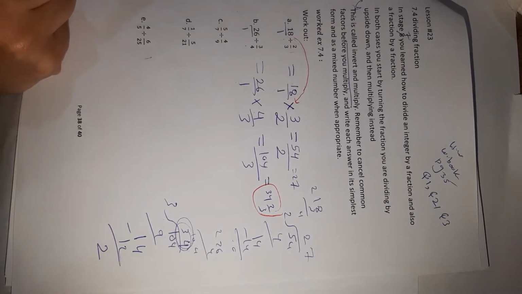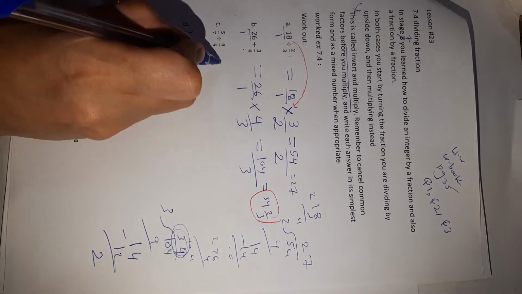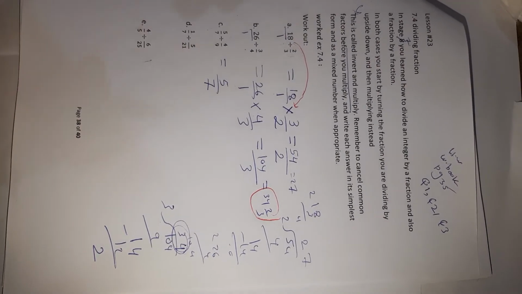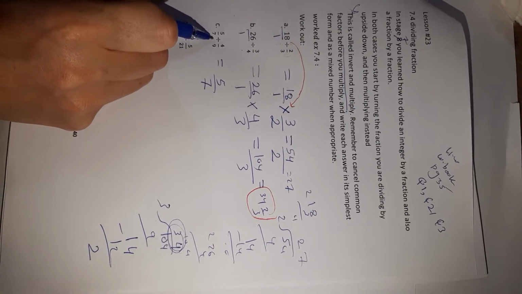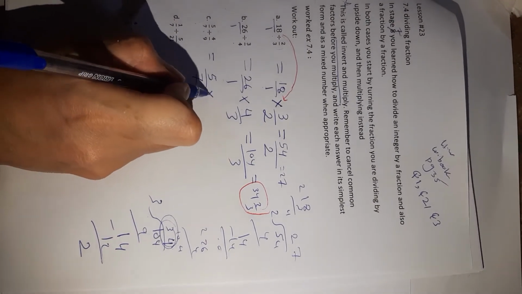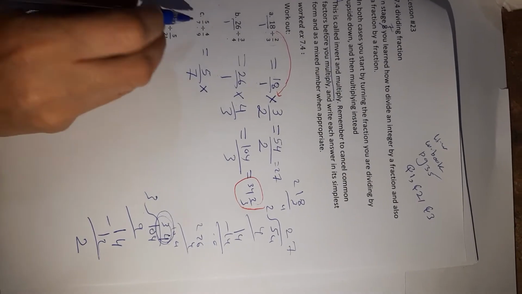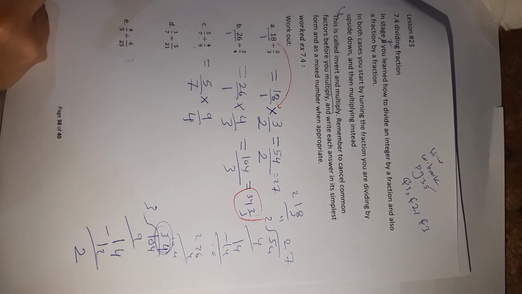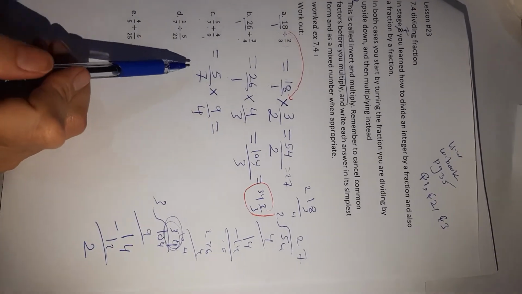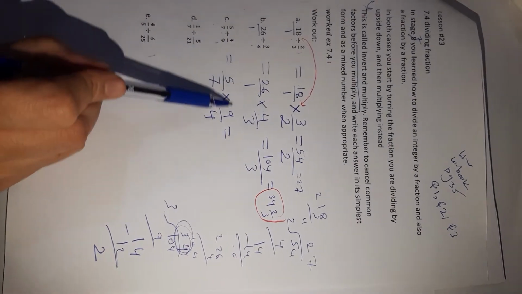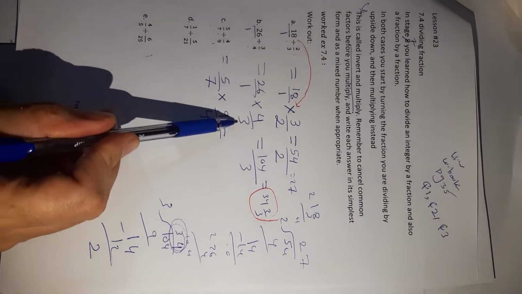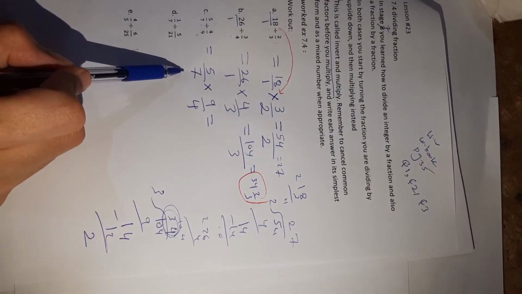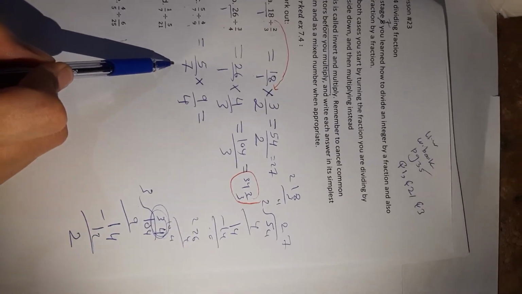Now this one, 5 over 7, don't change anything, the first fraction is still the same. This one becomes multiplication. 4 over 9 becomes 9 over 4. Now the question becomes multiplying the fractions. You can multiply numerators, multiply denominators. You can check if there are common factors. 5 and 4, there are no common factors. 9 and 7, there is no common factor.